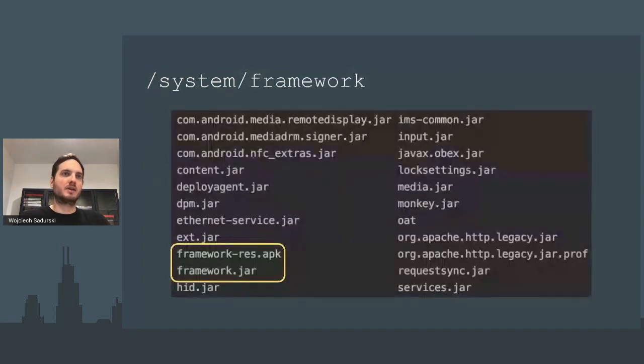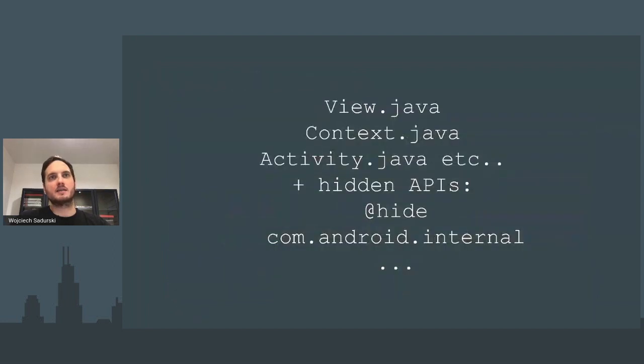And in framework, you can find very interesting files like framework.jar and framework-res.apk. And in the framework-res APK file is where all of the resources, all of the system level or framework level resources are packed in. And in framework.jar is where all of the classes like View and Context, Activity, and all of the hidden APIs are contained.